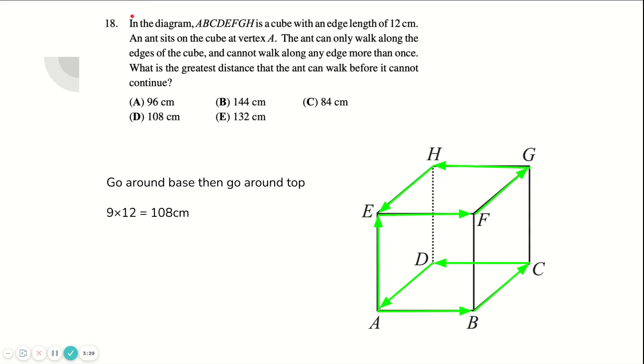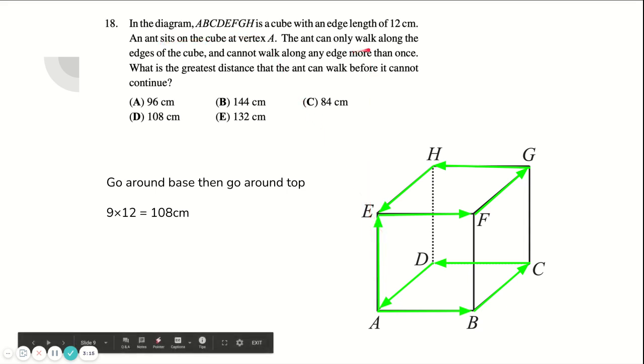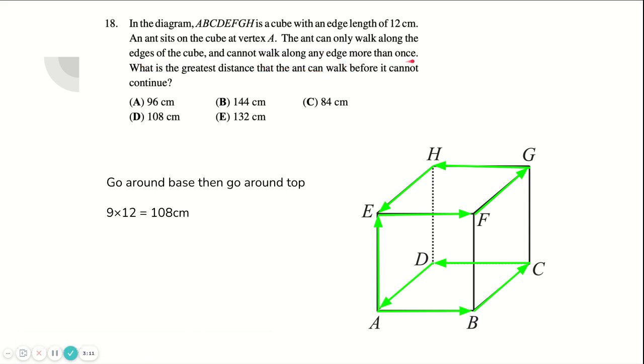18. In a diagram, ABCDEFGH is a cube with edge length of 12 centimeters. An ant sits on the cube at vertex A, which is right here. The ant can only walk along edges of the cube and cannot walk along any edge more than once. What is the greatest distance that the ant can walk before it cannot continue?